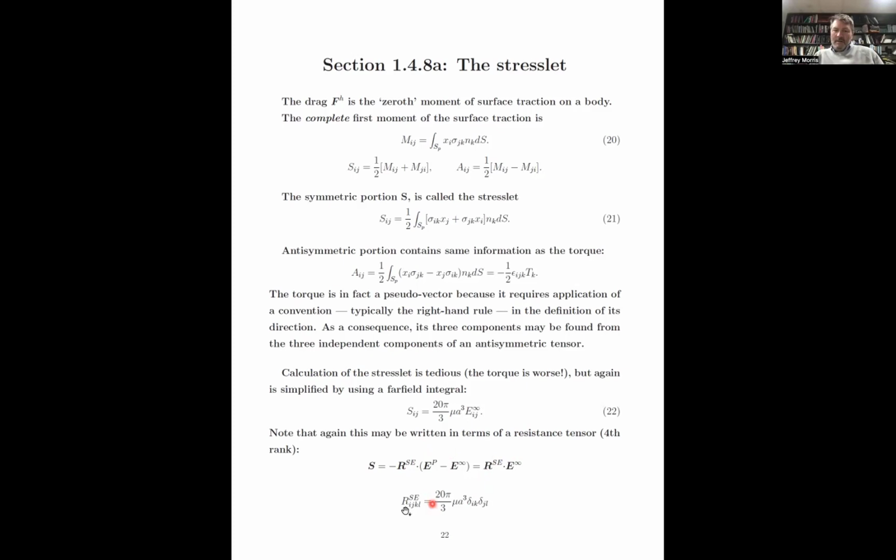And so then this RSE is a fourth rank tensor, and it has this delta IK delta JL form for writing it against, let's see, E_KL.